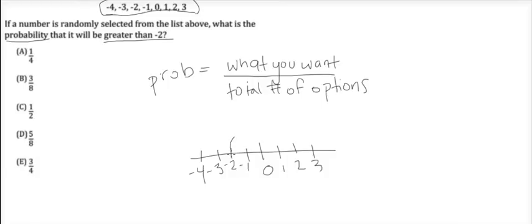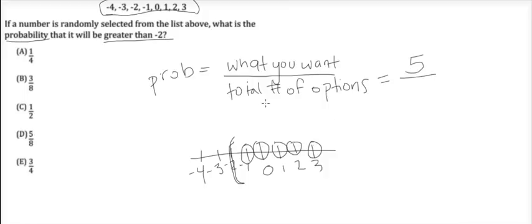So -2 is our baseline, basically. And we want to have numbers that are greater than -2. So -2 doesn't count. But -1 is greater, 0 is greater, 1, 2, and 3. So that's 1, 2, 3, 4, 5 numbers that would give us what we want out of the list.